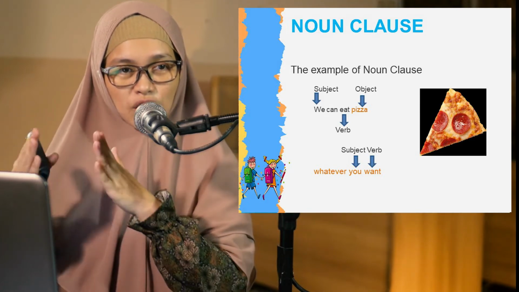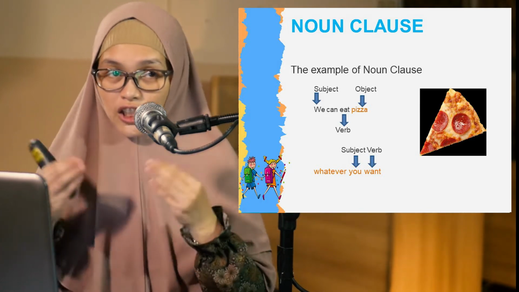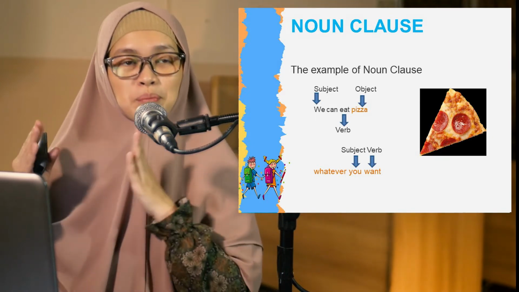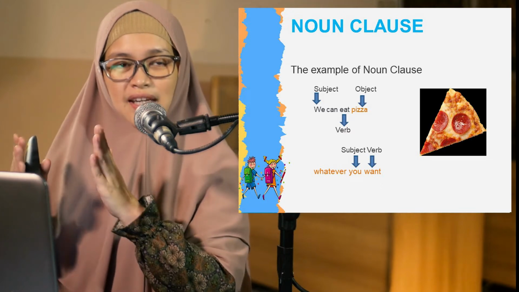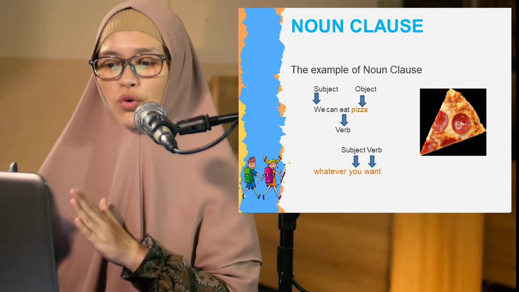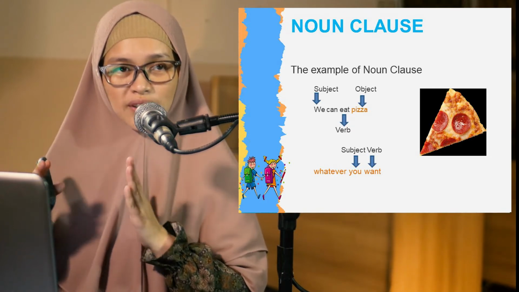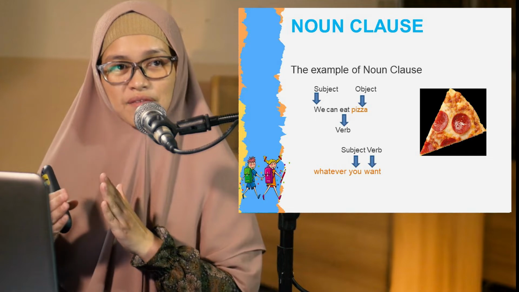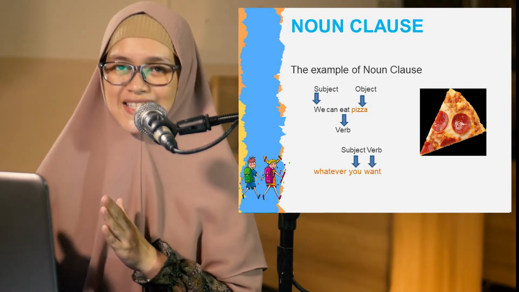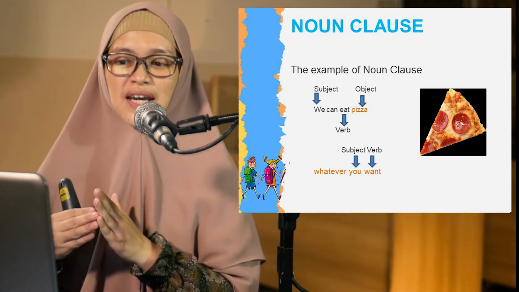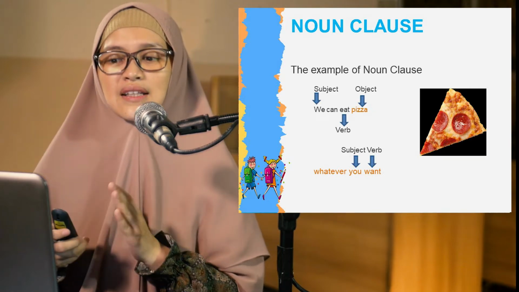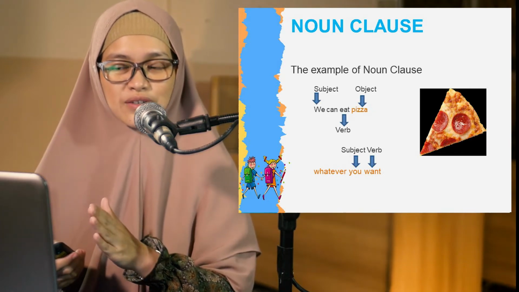We can see here that we is the subject, eat is of course the verb, and can is a modal. The pizza is an object. The object here can be modified by saying whatever you want. After whatever, we have another subject and verb. Which one is the subject? Yes, you is the subject and want is the verb. This is an example of a noun clause.